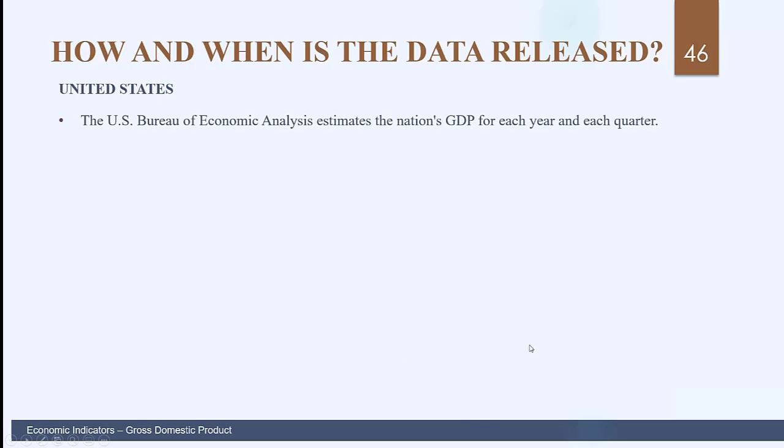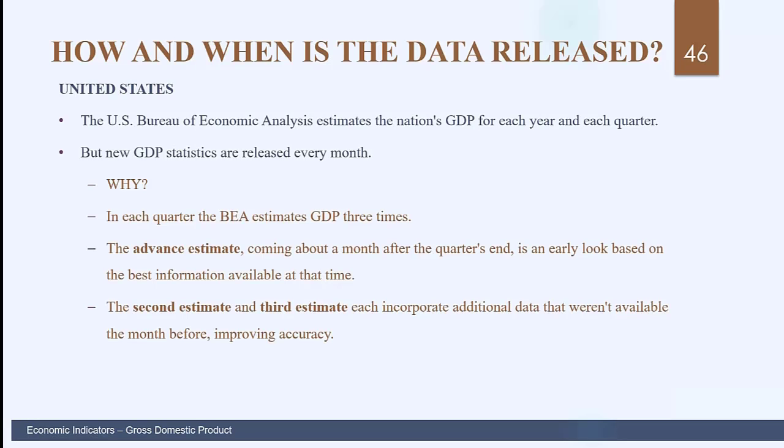Now, in the US, the Bureau of Economic Analysis is responsible for estimating annual and quarterly GDP estimates, but they also release GDP statistics every month. Why? Well, for each quarter there are 3 estimates. The advanced estimate, which is an early look, is just based on the best available data. And then they follow up with a second and third estimate that uses more recently available data to improve the accuracy of the overall estimate.